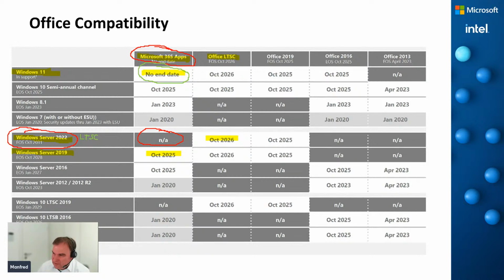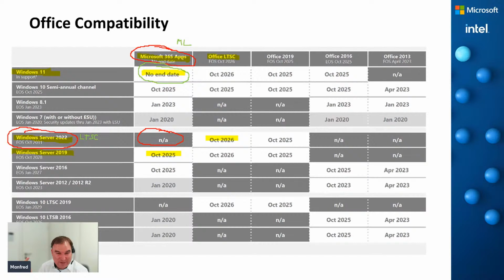The Office 365 apps or Microsoft 365 apps are on the modern lifecycle channel. This means with the Microsoft 365 apps, a new version each month. This means if we would have support for this modern lifecycle app on a long-term servicing channel OS, Microsoft would have to support many different versions, one each month.